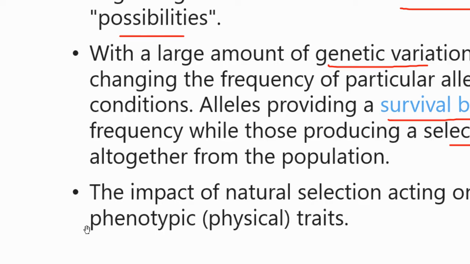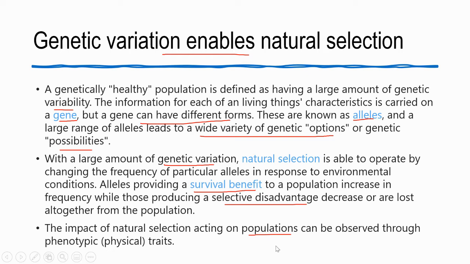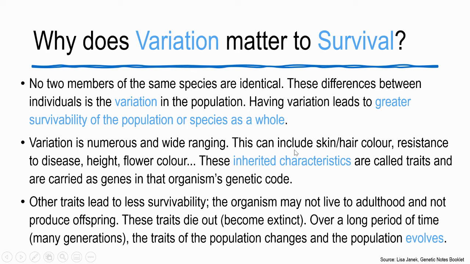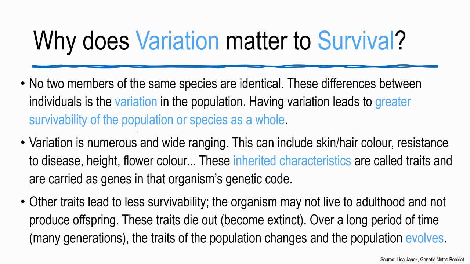Okay, so genetic variation enables natural selection. So why does this matter? No two members of the same species are identical. These differences between individuals are the variation in the population. Having variation leads to greater survivability of the population or the species as a whole. Variation is numerous and wide-ranging. This could include skin, hair color, resistance to disease, height, flower color.